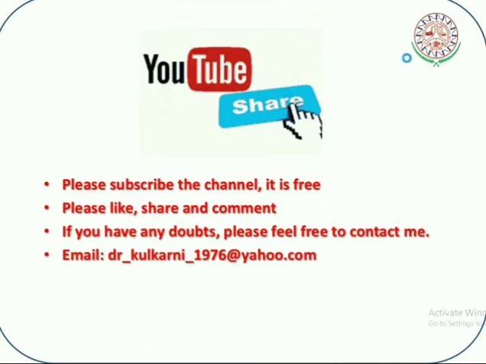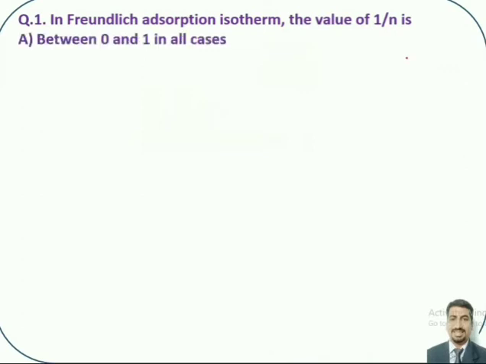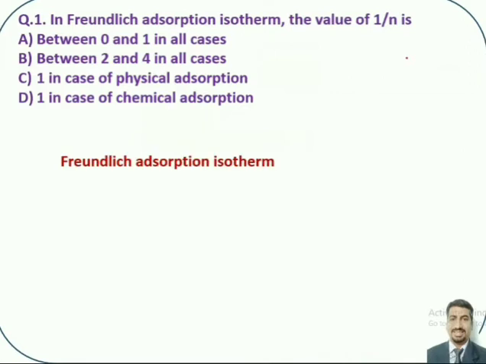Okay, let's take up the first question. In the Freundlich adsorption isotherm, the value of 1 by n is a measure of adsorption intensity. So what is the value? Option A, between 0 and 1 in all cases; option B, between 2 and 4 in all cases; option C, 1 in case of physical adsorption; option D, 1 in case of chemical adsorption.